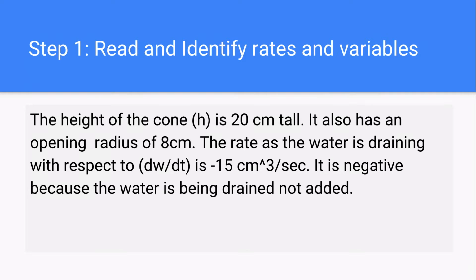Step 1. Read and identify rates and variables. The height of the cone, h, is 20 centimeters tall. It also has an opening radius of 8 centimeters. The rate at which the water is draining, dV over dt, is negative 15 centimeters cubed per second. It is negative because the water is being drained and not added.